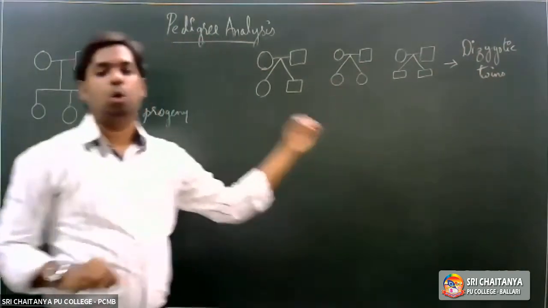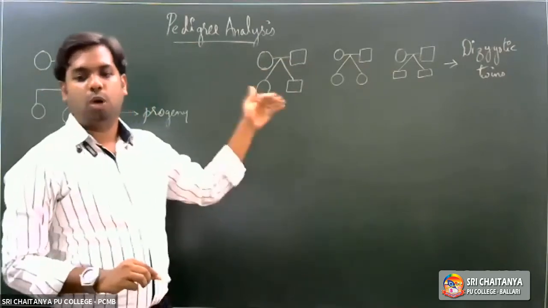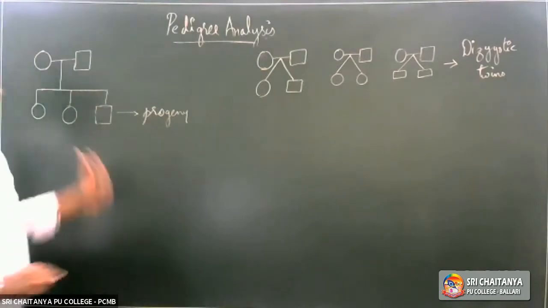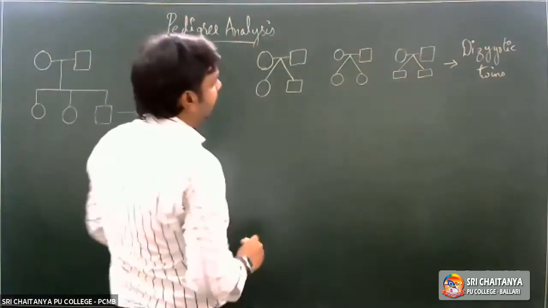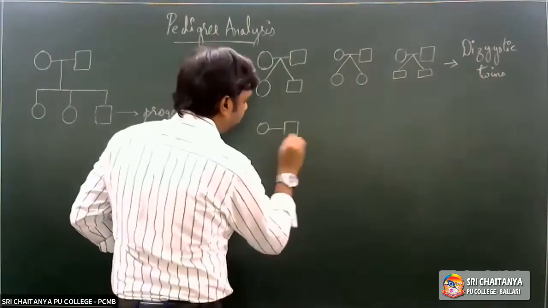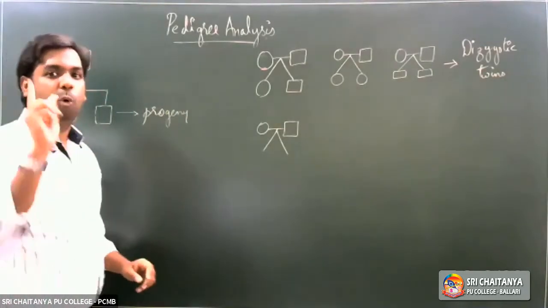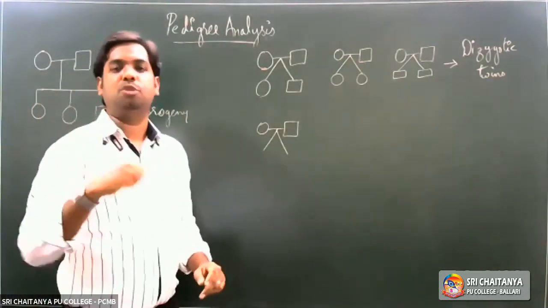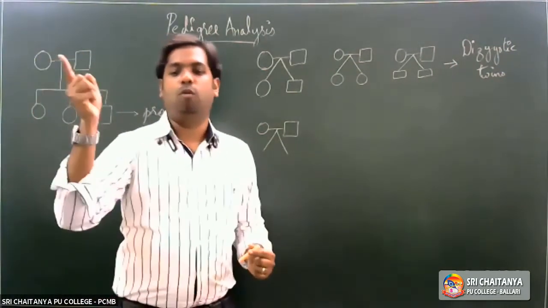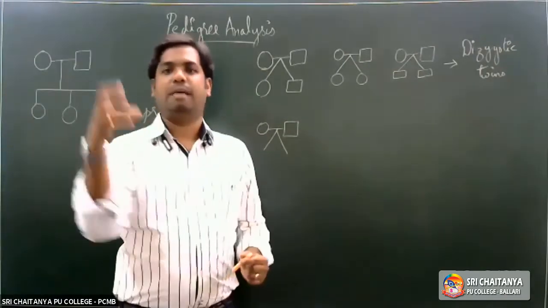Now, if we have to show identical twins or monozygotic twins, how do we show them? Again, there is a female here and a male here, and we call them twins. In monozygotic twins, what happens? Only one ovum is released. Once fertilization has taken place, only one zygote is formed.